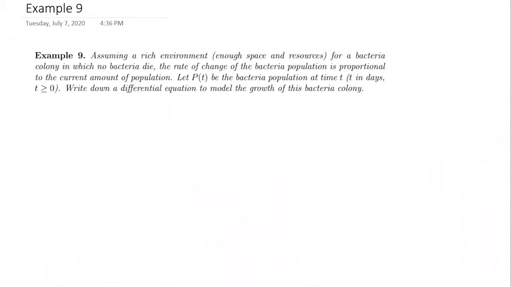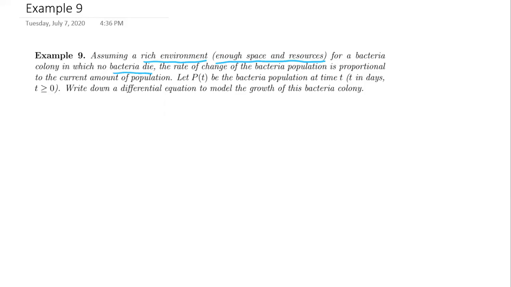So assuming a rich environment, that means that there's enough space and enough resources. Well, a population is growing, so the only way we can assume it's growing is if there's enough space for it to grow and enough resources to sustain that growth. So assuming one, a rich environment, and second, and this is important, that the bacteria don't die. We're working with a bacteria colony. So under these two assumptions, a rich environment and no deaths in your population, we can work with this model.